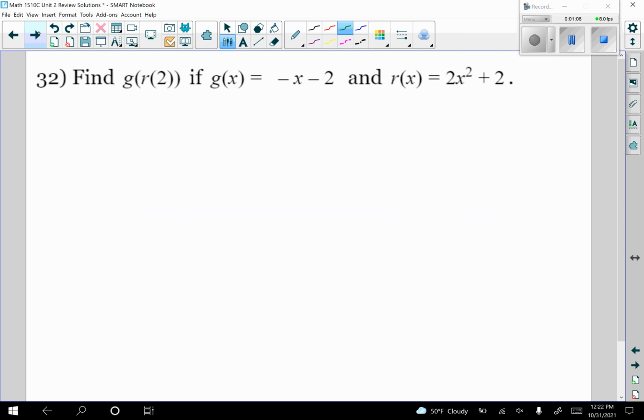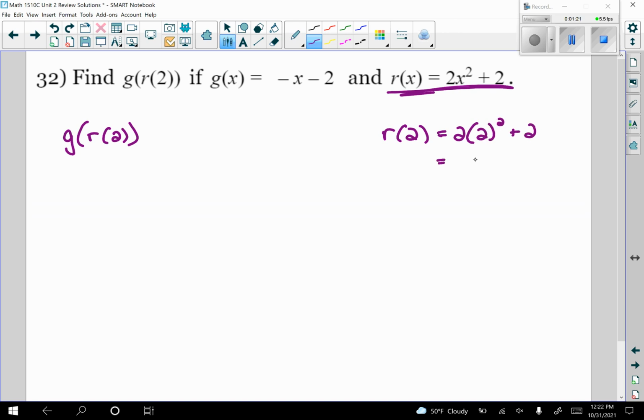Here we have a composition of functions for number 32. We want g of r of 2. So I'm going to start by figuring out what is r of 2. So I need to use the second function over here. So that's 2 times 2 squared plus 2. 2 squared is 4. 4 times 2 will give us 8.